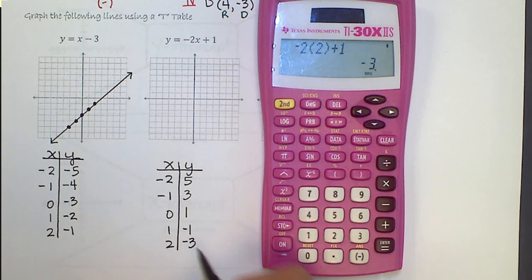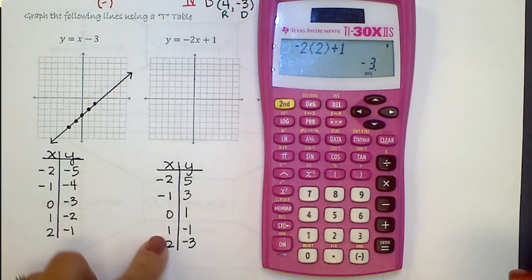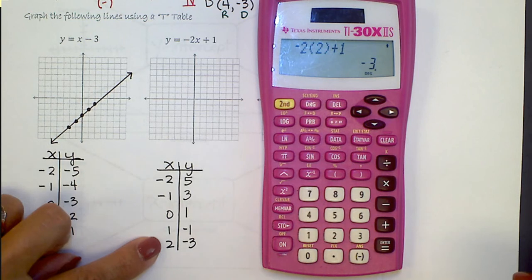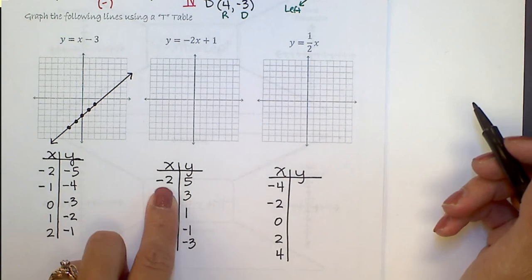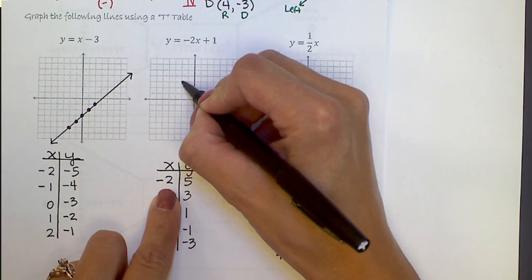Now remember, when you're plugging in your own values here, make sure you pick some negatives, always include 0, and then pick some positives. All right, we have all of our points, so now let's graph. We're going to go left and up. So left 1, 2, up 1, 2, 3, 4, 5, draw a dot.